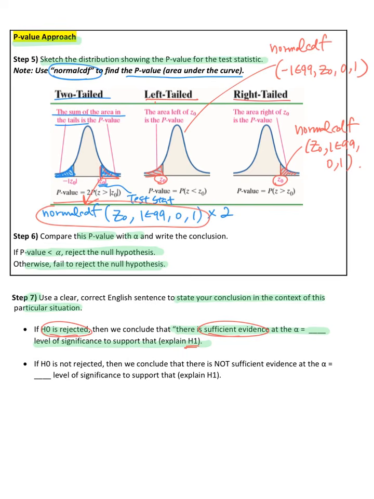The second type of conclusion: if H0 is not rejected, meaning we fail to reject H0, then we say that there is not sufficient evidence at the alpha equals, let's say, 0.05 level of significance to support that, and then you explain H1. So again, if H0 is not rejected, then we do not have sufficient evidence for H1. These are the 7 steps for testing a hypothesis for a population proportion.